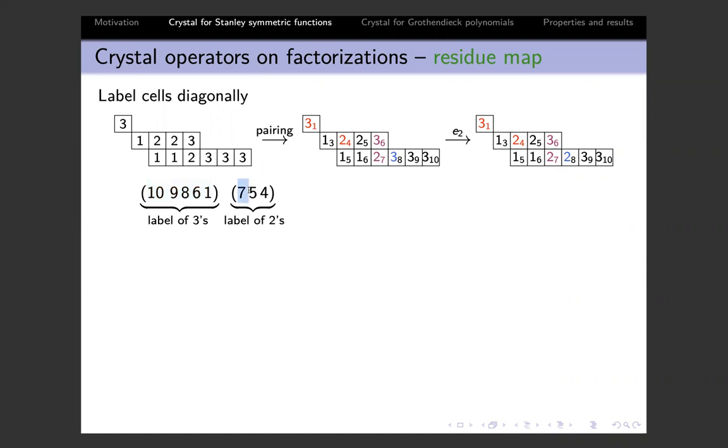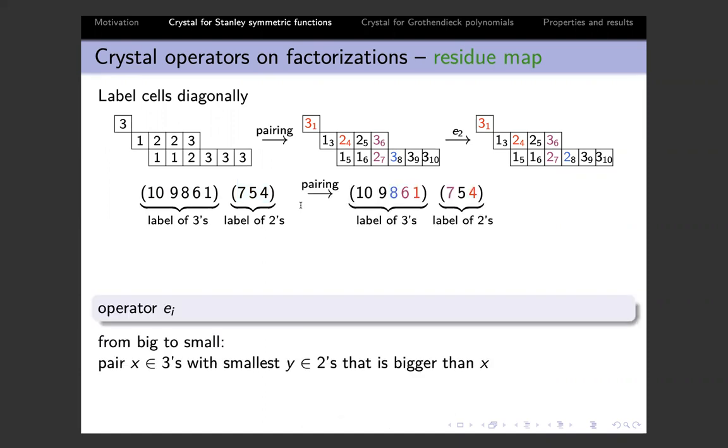And then I do the same for the twos. So the twos sit in the diagonals 7, 5, and 4. So I put those into a factor. Okay, and now what I'm claiming is that this pairing that we have done, where you pair an I plus one with an I, can actually also be done by the following rule. Namely, you start with your left factor and you go from biggest to smallest, and you try to pair a letter with the smallest letter that is bigger in the right factor.